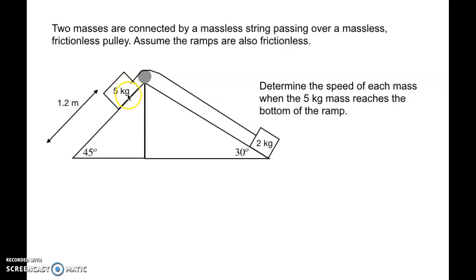The 5 kilogram starts near the top of its ramp, and as it slides down, it will pull the 2 kilogram box up its ramp. We want to determine the speed of each mass once the 5 kilogram box reaches the bottom of its ramp.